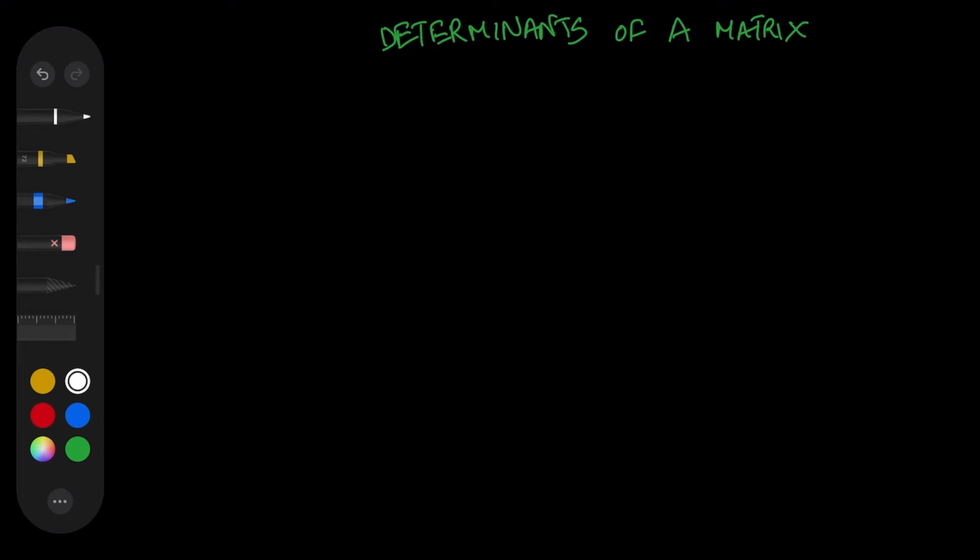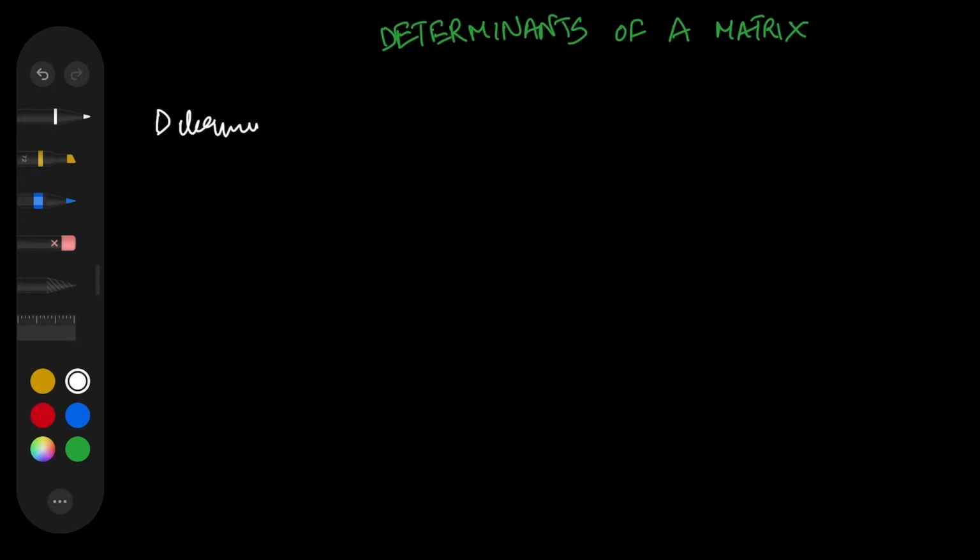So firstly, let us not forget that determinants are only possible with square matrices. You just can't find a determinant for a rectangular matrix or any different types of matrix other than a square matrix. That is, you can only find a determinant for those matrices where the number of rows is equal to the number of columns, right?